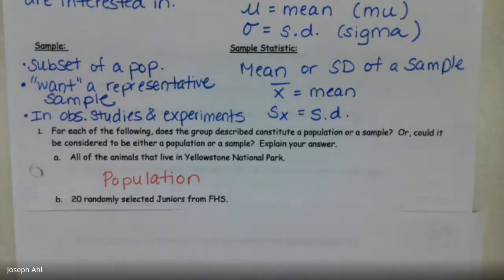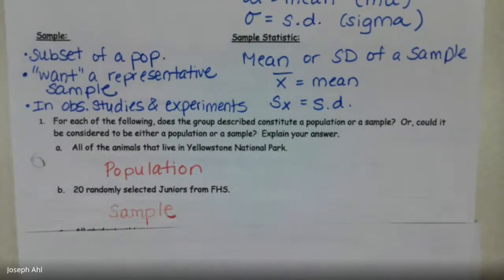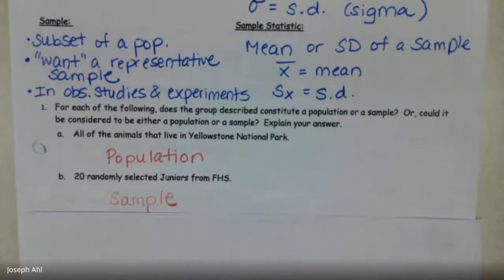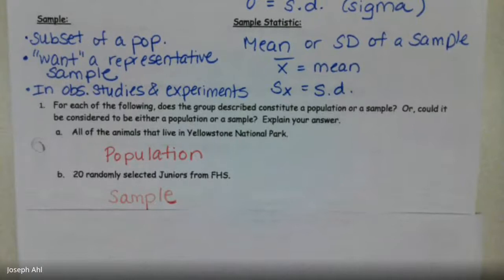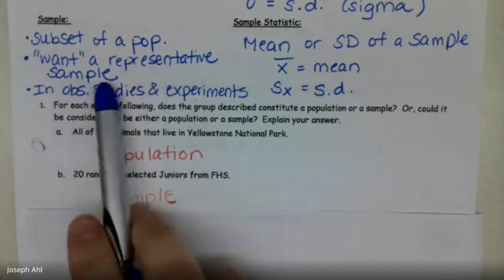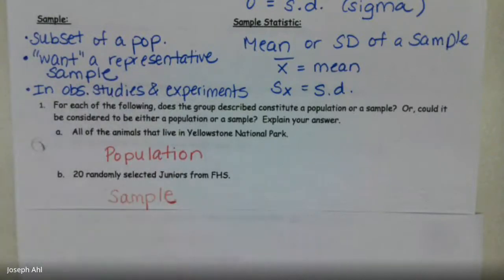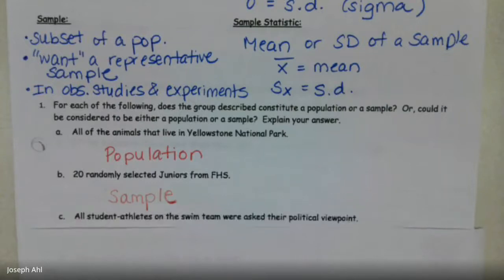If we're looking at 20 randomly selected juniors from FHS, I would say that this is a sample. When we randomly select, and that random selection is important in terms of trying to get what's called a representative sample, the more randomly we pick people, the better off we'll get a representative sample of the population. So that would be a sample for that one.